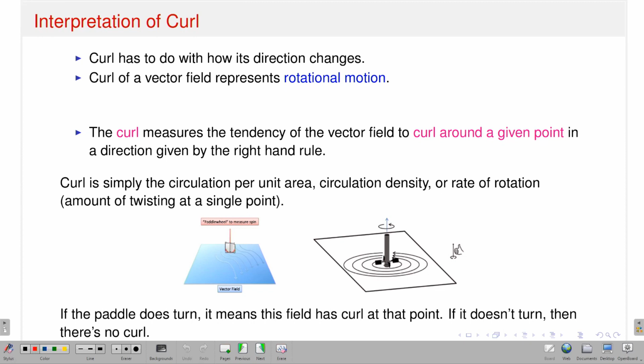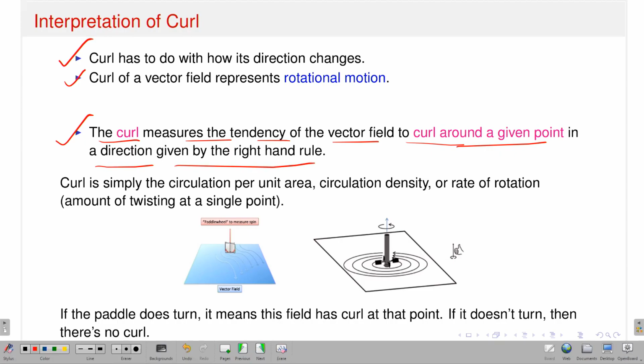Okay, so I have written some interpretations of curl. Curl has to do with how its direction changes. First, the curl of a vector field represents what is called rotational motion. So that is important. If I have a vector field and I calculate the curl, it actually represents rotational motions. Another one is that the curl measures the tendency, and that is very important, the tendency of the vector field to curl around a given point in a direction given by the right hand rule.